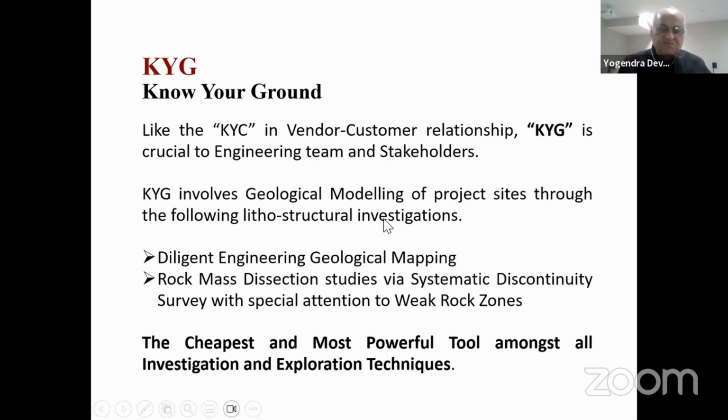Now, the basic thing for any stakeholder is to know the ground. That is KYG. Dr. Dhawan has already explained that like KYC in the vendor-customer relationship, KYG is crucial to the engineering team and stakeholders. And this KYG involves basically two steps. One is diligent engineering geological mapping, and second is rock mass dissection studies via systematic discontinuity survey with special attention to weak rock zones. I will be concentrating more on this later.